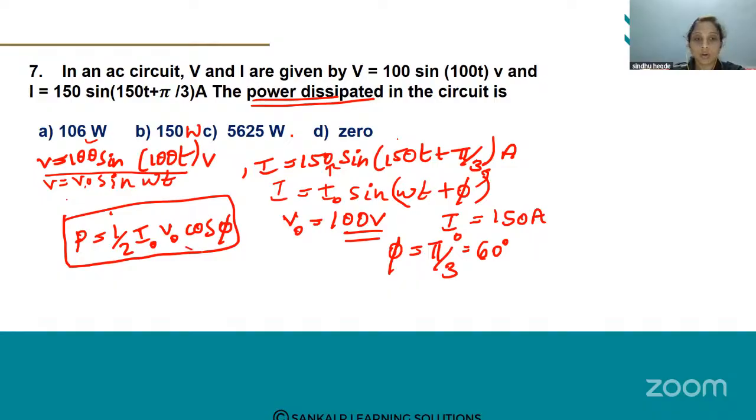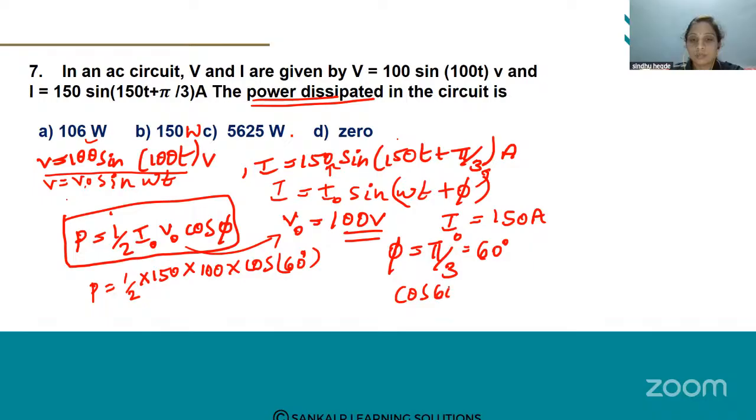So now you get all the things in this formula, right? Everything needed in the formula is available. So now substitute it. P is equal to half. I naught is 150 and V naught is 100 into cos phi, that is cos 60 degree. Okay. Students, what is the value of cos 60? In your maths trigonometry, you all already learned this, right? What is the value of cos 60? It is 1 by 2, right? Cos 60 is 1 by 2.